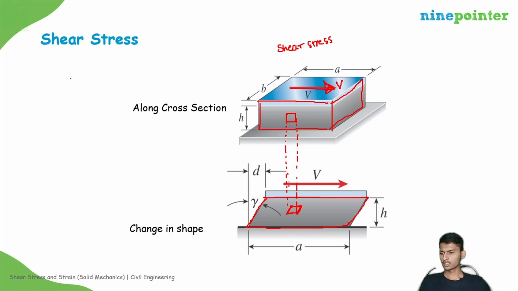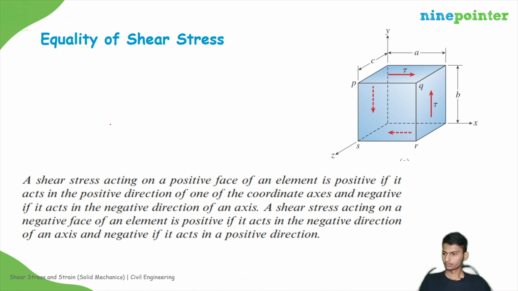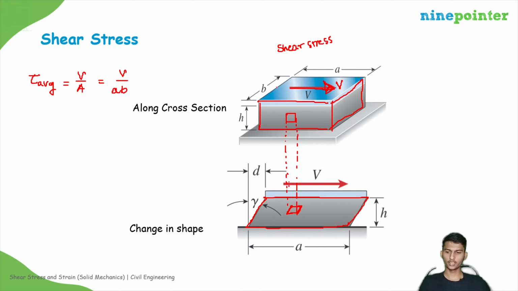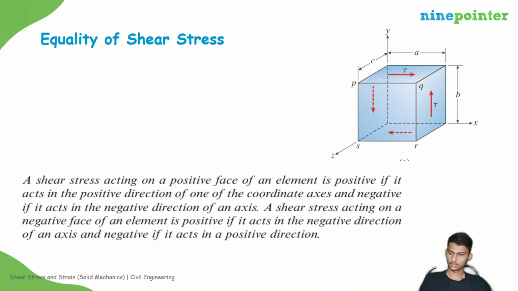So what is the value of average shear stress? Average shear stress is given by V by A. Here it is V by A into D, right? So, equality of shear stresses. See, if you go over here, you applied V like this, right? You applied V like this. Suppose you apply tau, then what is the force acting over here? It is tau into A square, right?